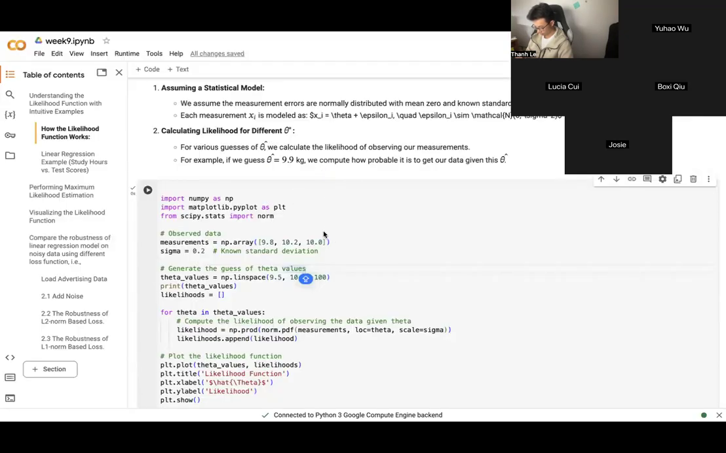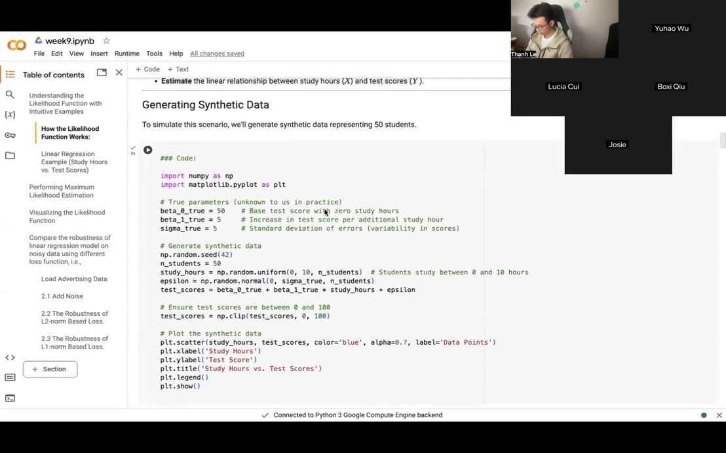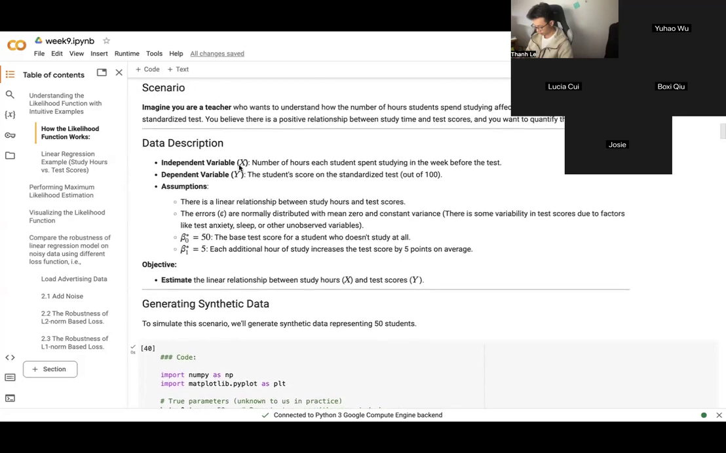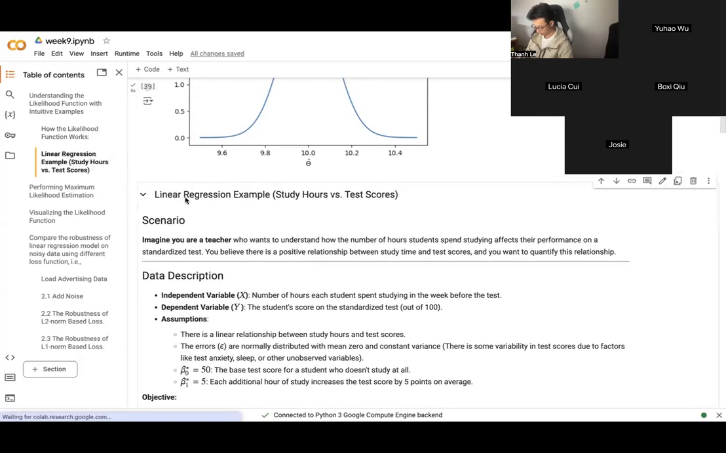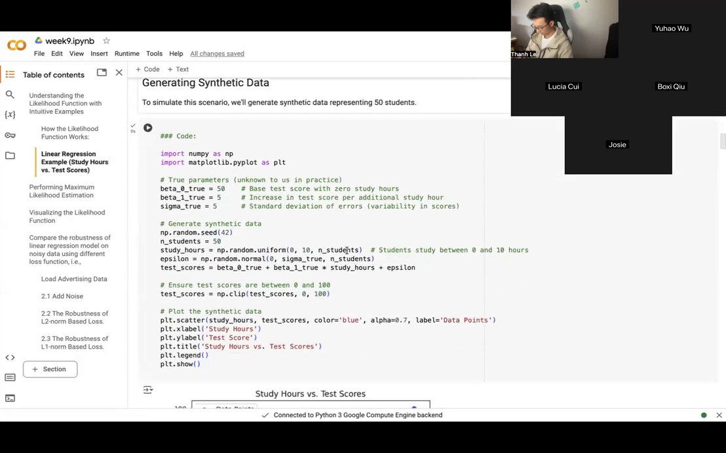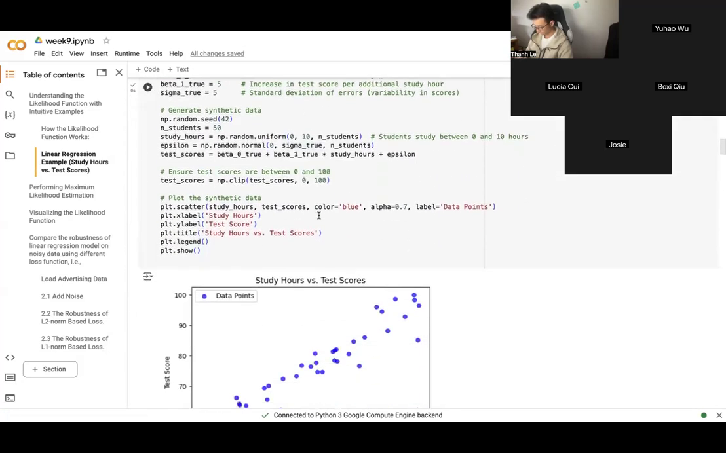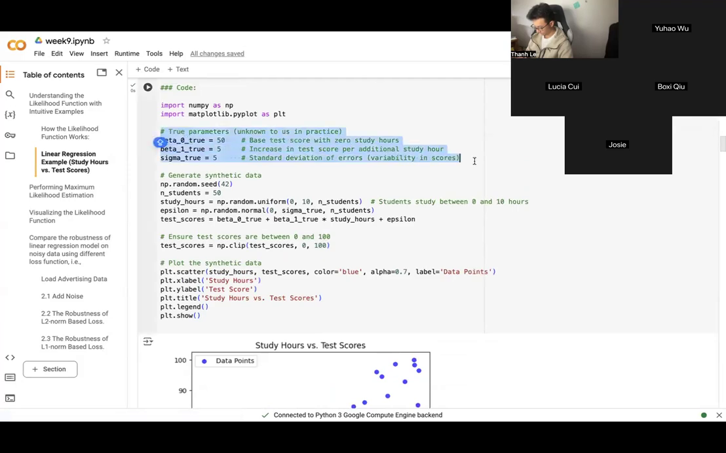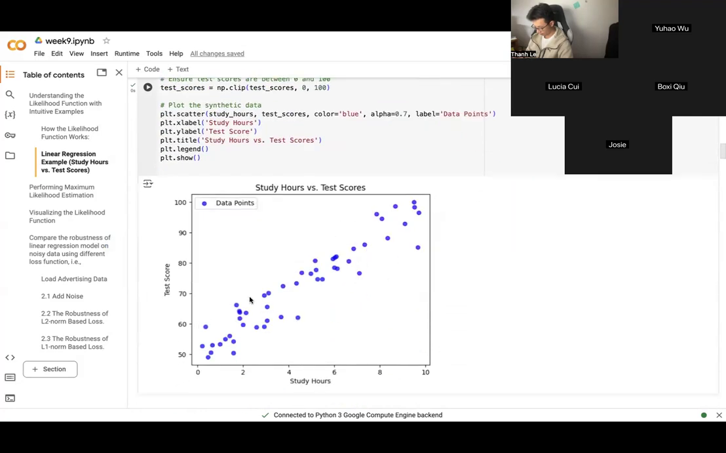Okay, right here, this is the code for the maximum likelihood function used for linear regression. These are the true parameters we want to estimate. We set the true beta 0 equal to 50, the true beta 1 equal to 5, and sigma is 5. Based on these parameters, we can generate our training data like here.